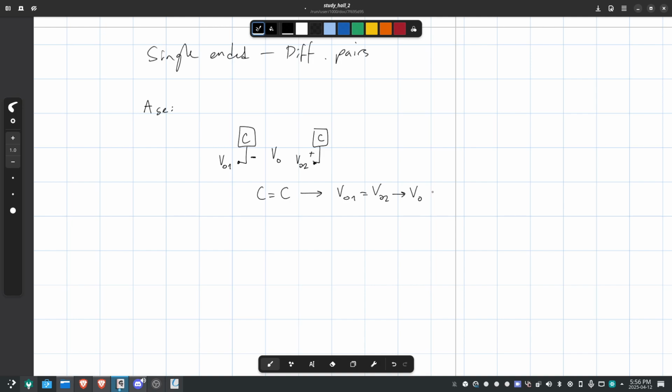VO is going to be 0 in this case. But that's not really useful, right? We just want to see what is the amplification of one of these. So the amplification here is pointless. Therefore, we find VO1 over VI, or VO2 over VI, right? Because same circuit. And we call this A_SE, single-ended.